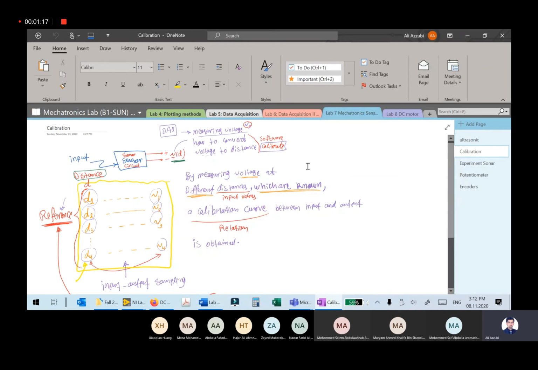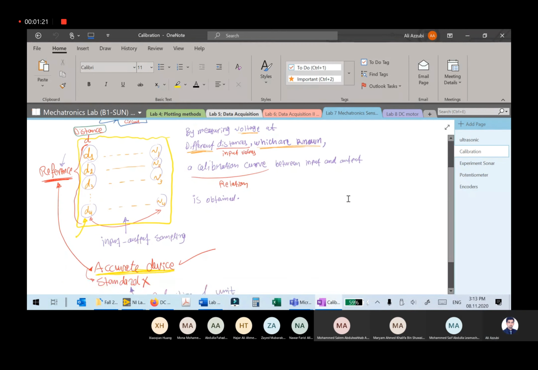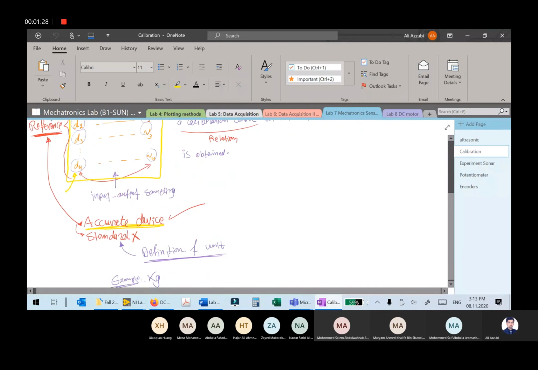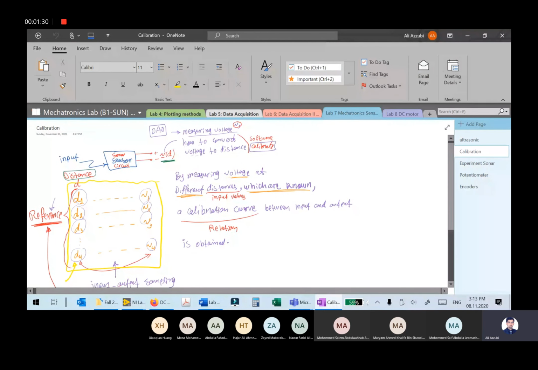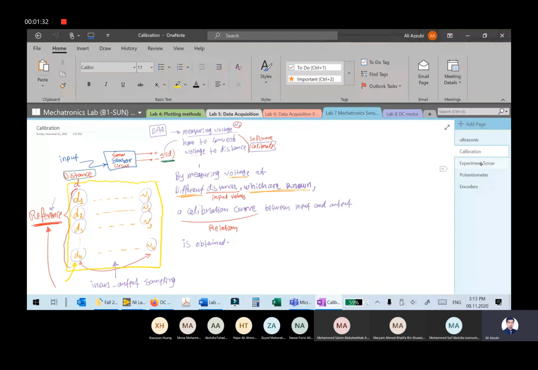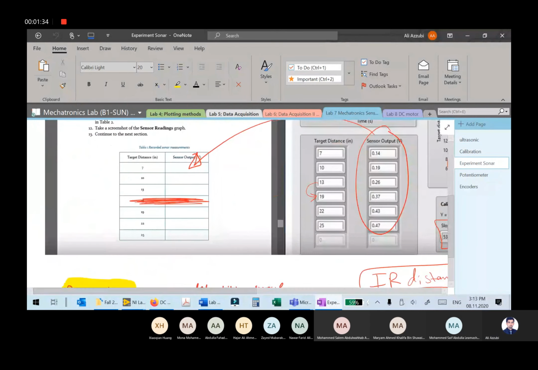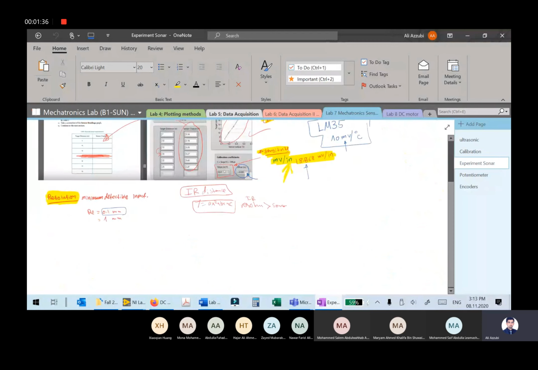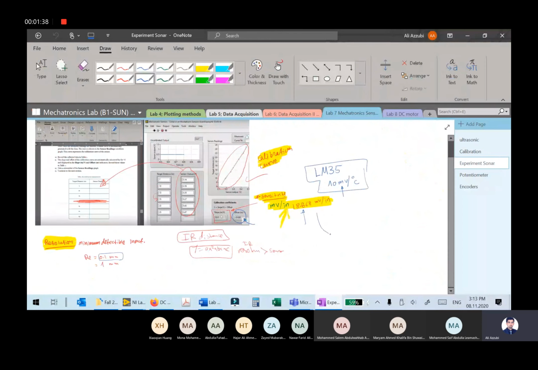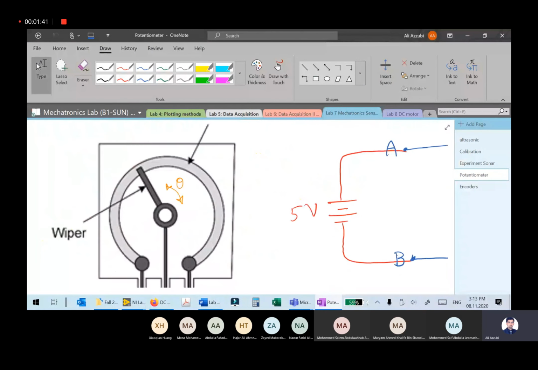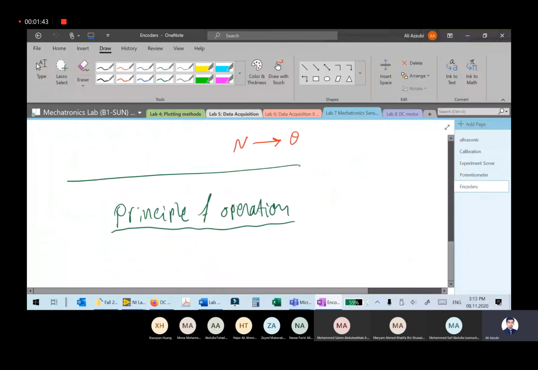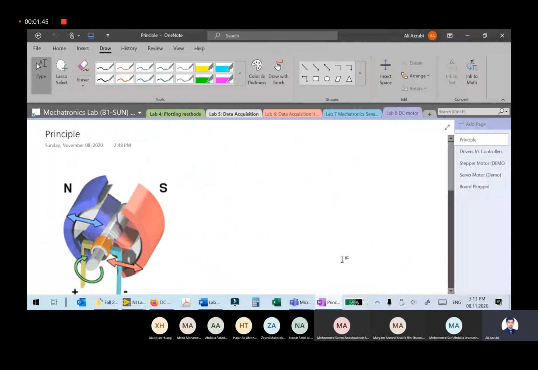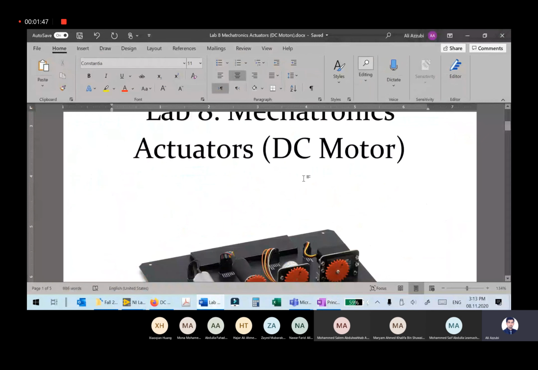Any question about lab number 7, the sonar specifically, about calibration, resolution, standard reference, sensitivity of the sensor? Okay, so this was this. We found the sensitivity like this, and for the potentiometer and encoder, we said we'll do a video. So this means you're okay with that, no questions.